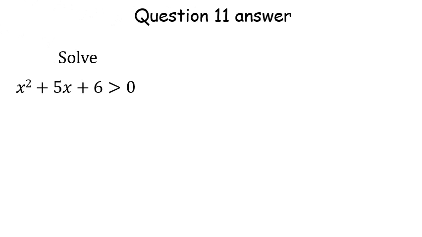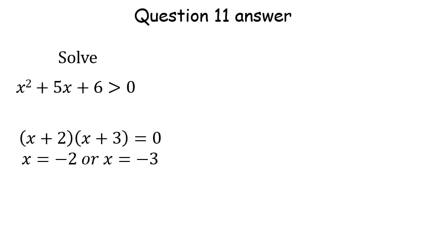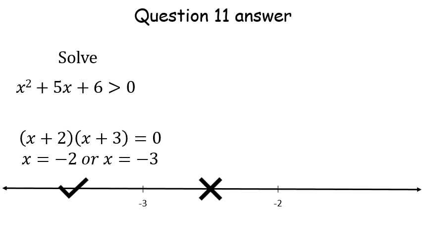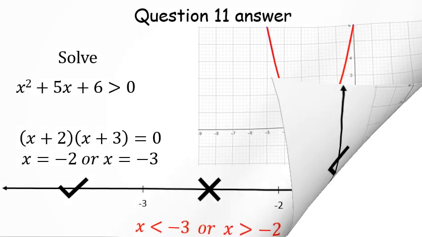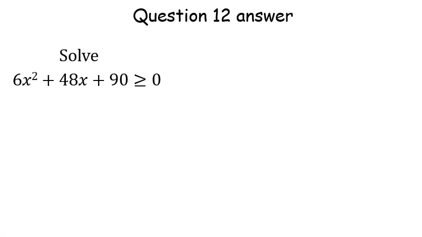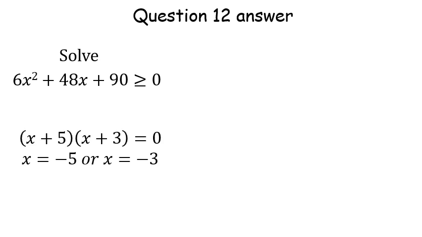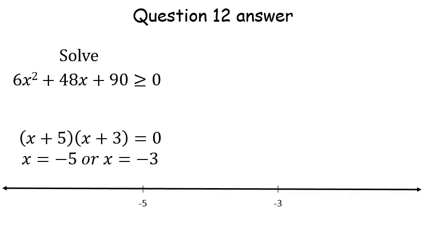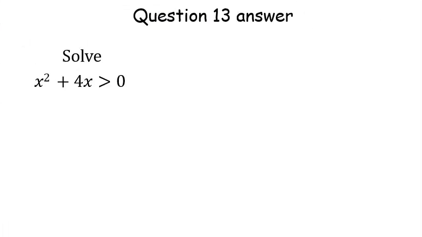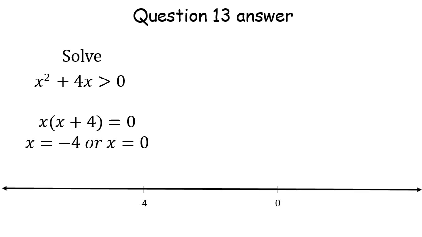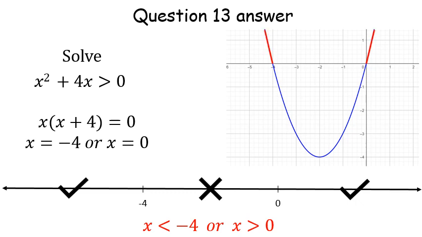Question 11. The critical values are -2 and -3, and checking in between them, we get x is less than -3 or x is greater than -2. Question 12. Checking in between the critical values of -5 and -3, we get x is less than or equal to -5, or x is greater than or equal to -3. Question 13. The critical values are -4 and 0. Checking in between them, we get x is less than -4 or x is greater than 0.